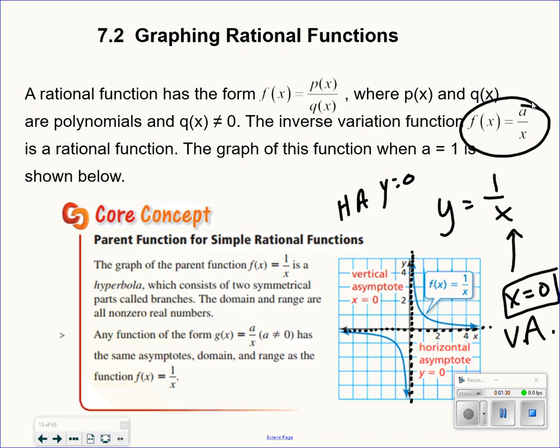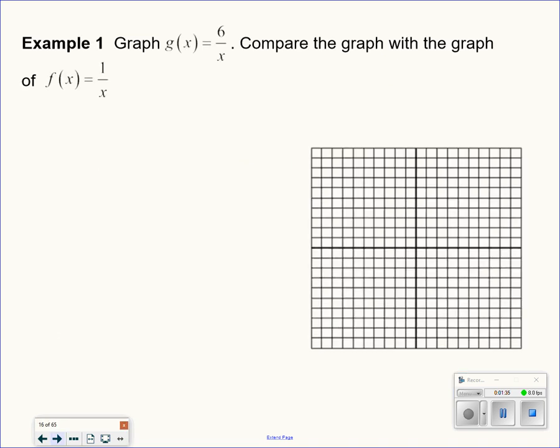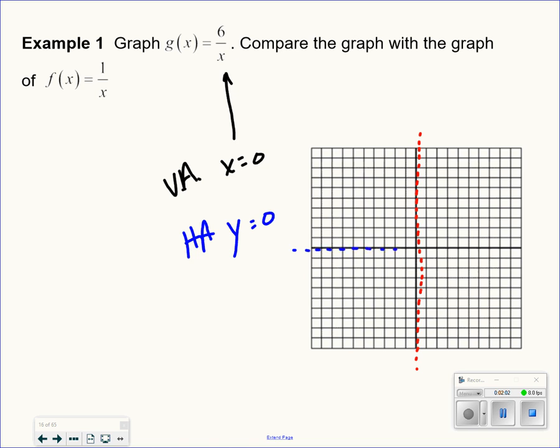Now, we can do translations and we can move those around. So let's see what that looks like. Let's graph this. You can use a graphing calculator if you want, but I'm just going to talk about the vertical asymptote. So the vertical asymptote is when x equals 0. So I'm going to draw a red line, x equaling 0. Horizontal asymptote. Later we're going to have a bunch of rules about the horizontal asymptote, but for right now, y equals 0.